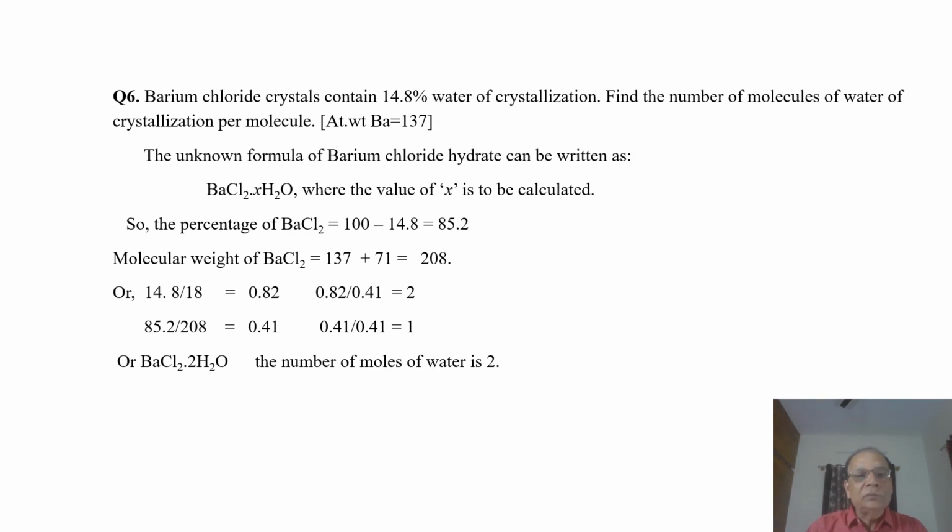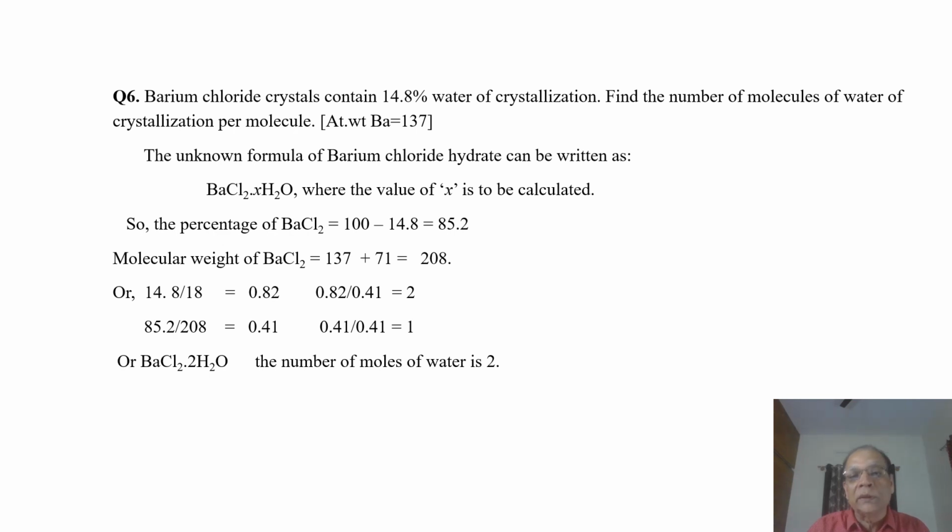Question number 6. Barium chloride crystal contains 14.8% water of crystallization. Find the number of molecules of water of crystallization per molecule. Atomic weight of barium is 137. Hydrogen and oxygen we already know, because it is given elsewhere in the video. And chlorine is 35.5.